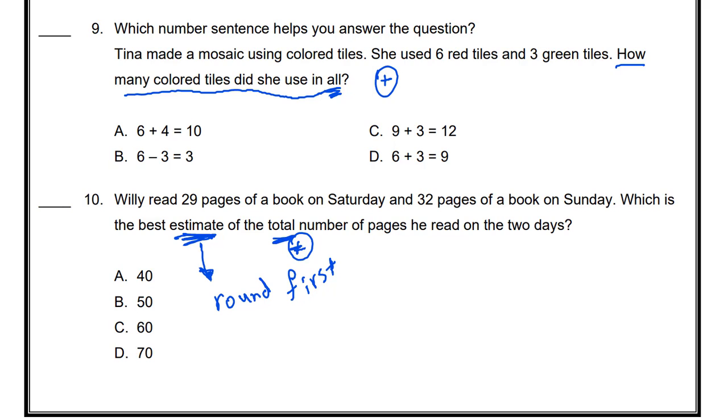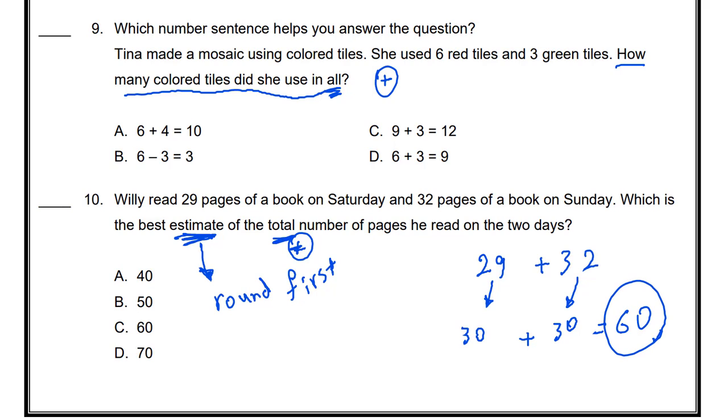So if we try to solve this, we will round the two numbers first. Round the first number and round the second number, then add them. So the solution will be this one, and do not add the original numbers. Any questions?